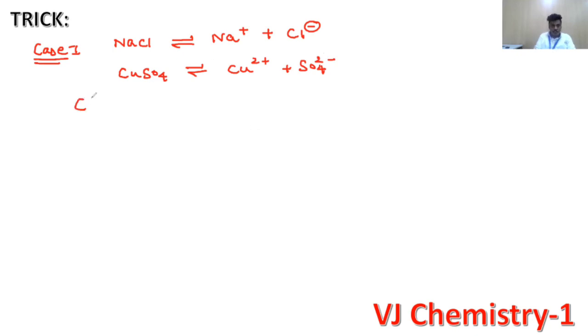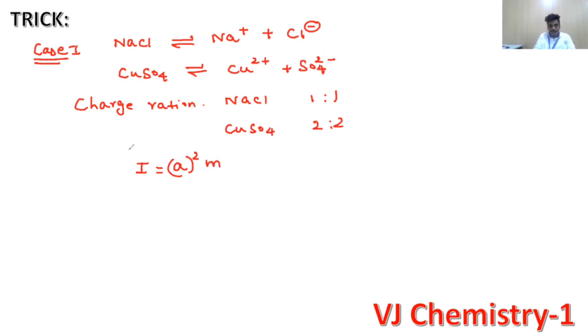Now see the charge ratio. What is the charge ratio for NaCl? 1:1. For copper sulfate, the charge ratio is 2:2. When the charge ratio is 1:1, 2:2, 3:3 or 4:4, in that case the ionic strength is equal to A square into concentration. This is the trick.